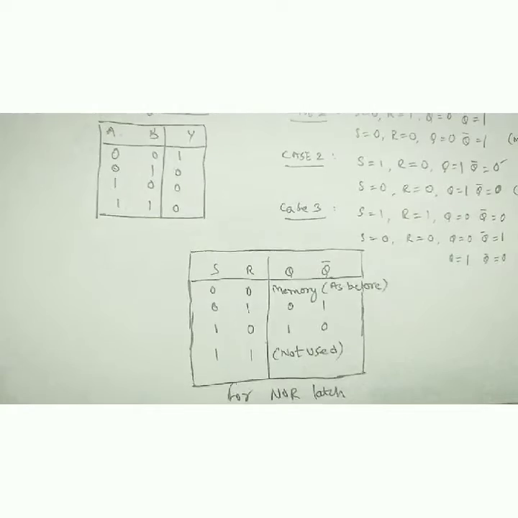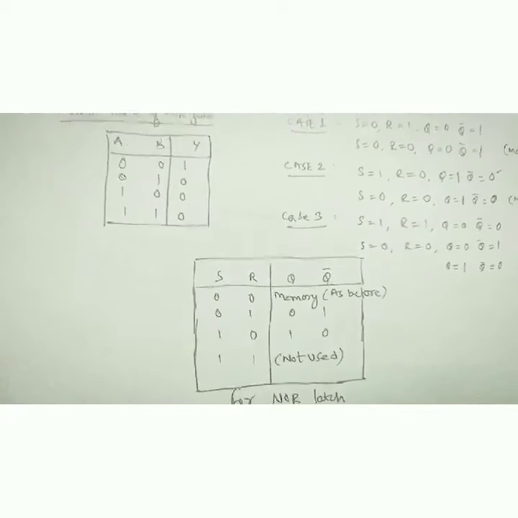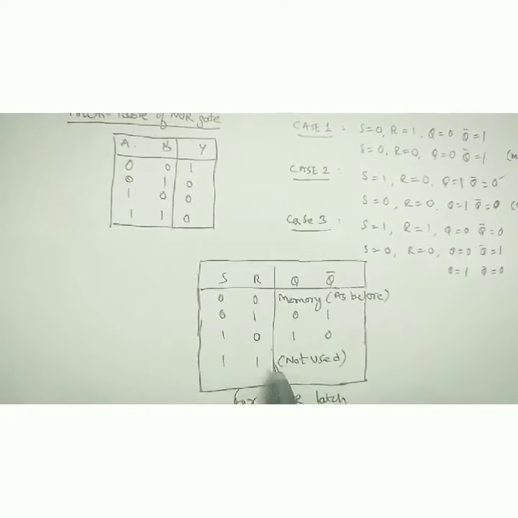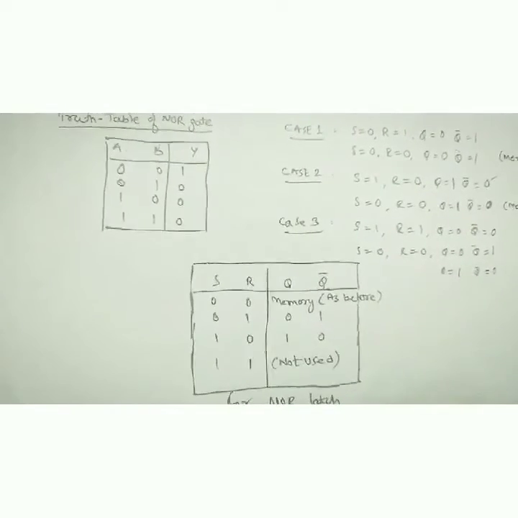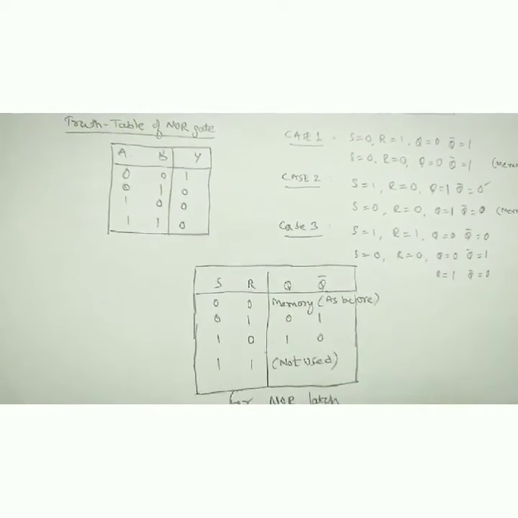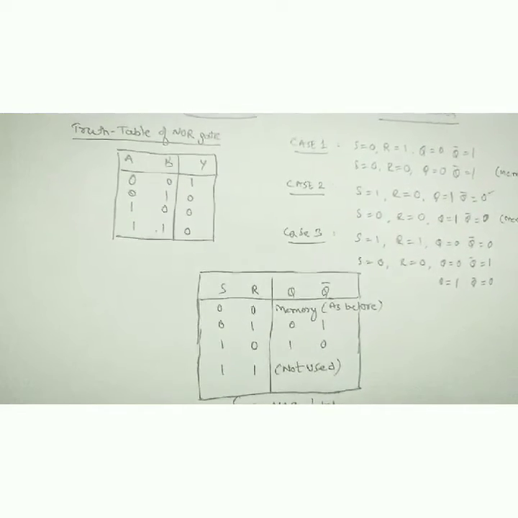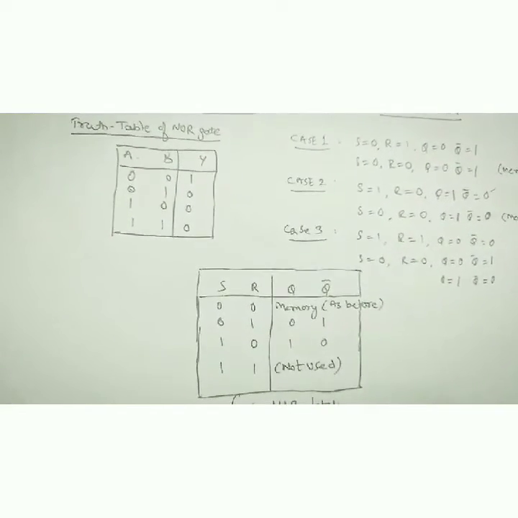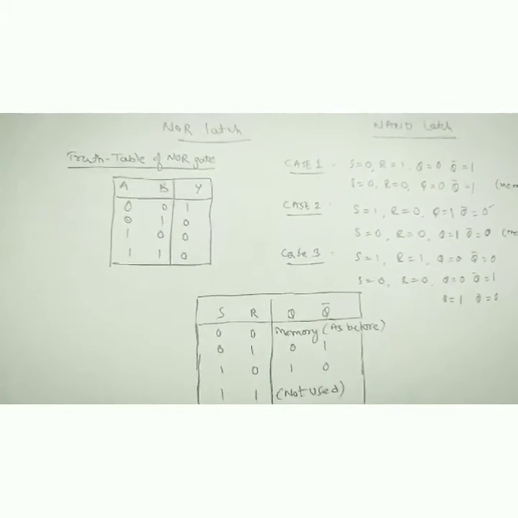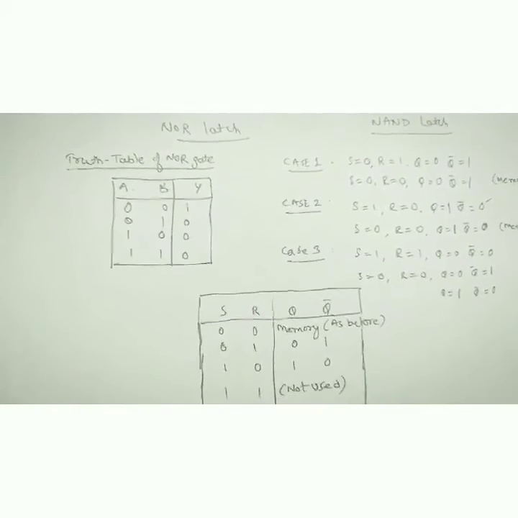And when S is equal to 0 and R is equal to 1, it is known as reset, and when S is equal to 1, R is equal to 0, it is known as set. The latch is set in this case. And finally, when there is 1 1, this is not used and it is an invalid state. So this is all about the NOR latch.